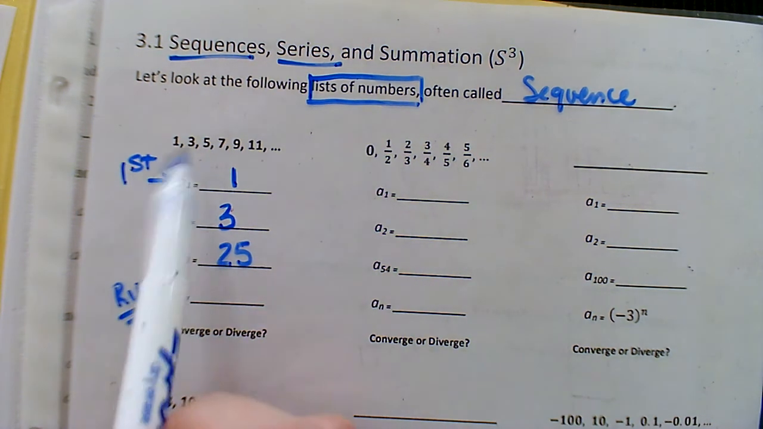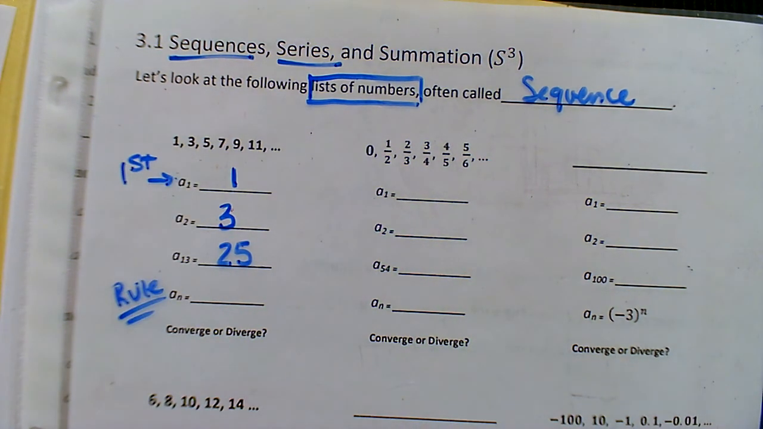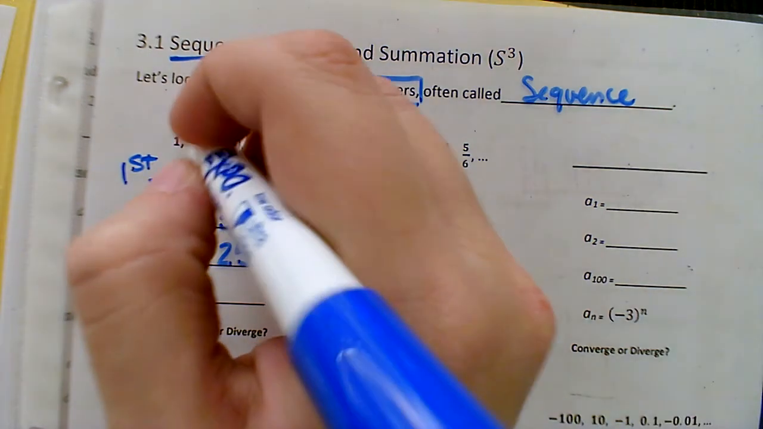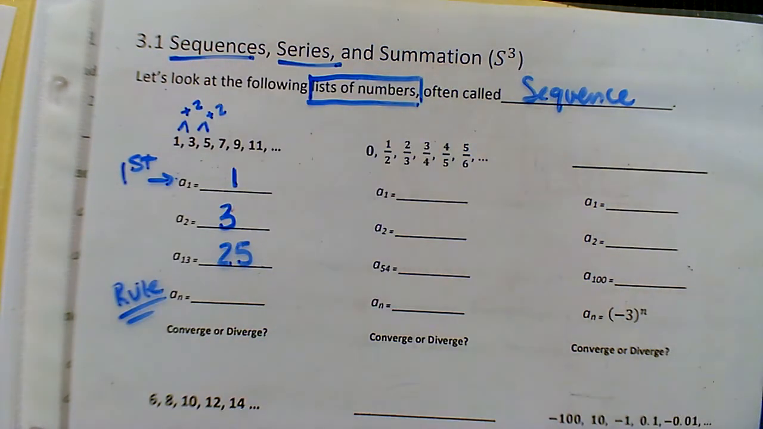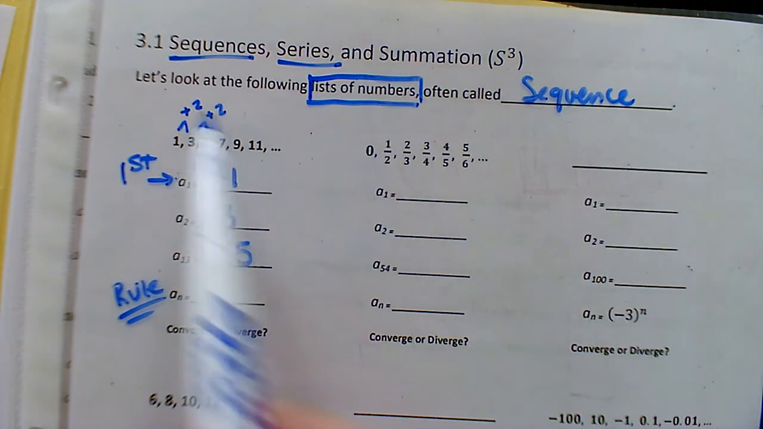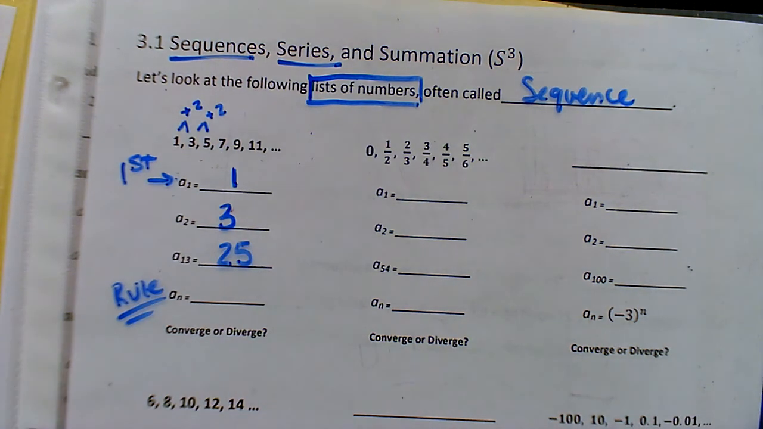What are you doing to 1 to get 3? What are you doing to 3 to get 5? And so on and so forth. Can we find some type of pattern? You're adding 2 each time. Okay. So we've got to think about how that pattern would show up in the rule. Maybe there's more than one rule that could be written. Okay, I'm not saying that there's just one rule for every single sequence. It just depends on how you want to write it.